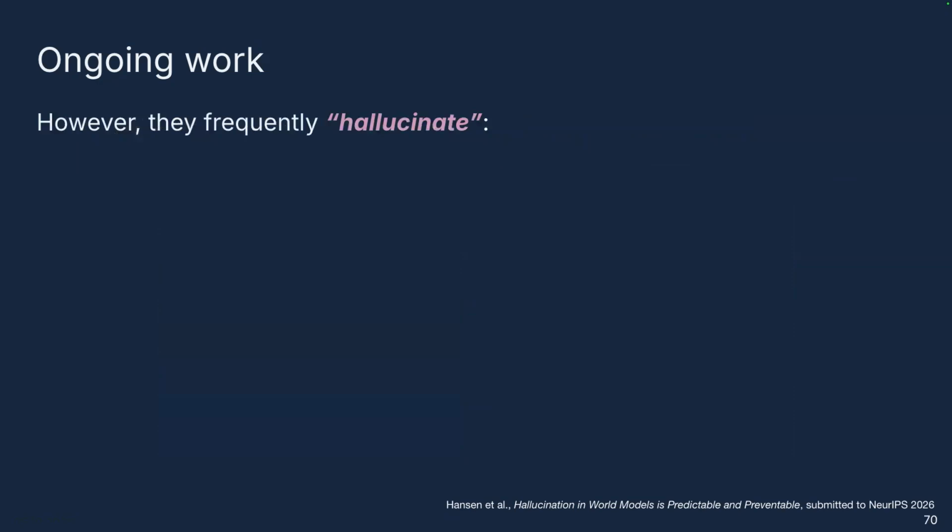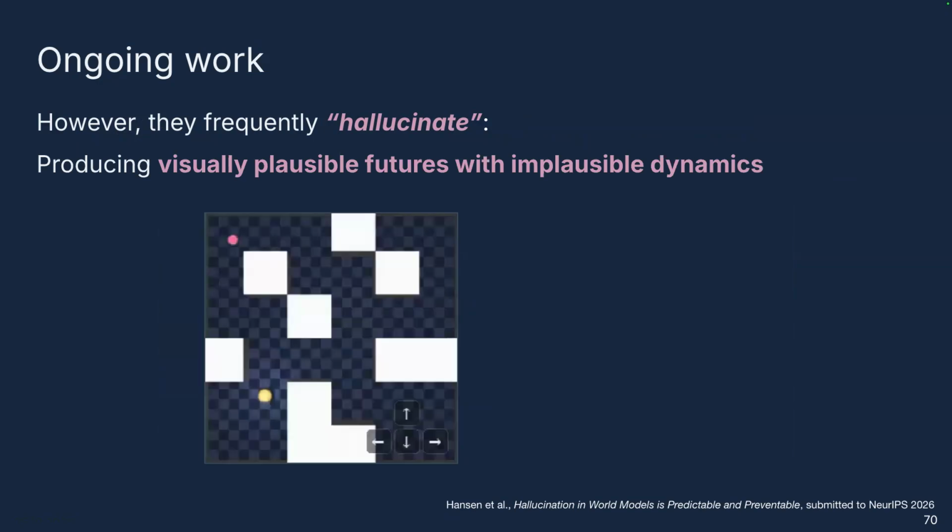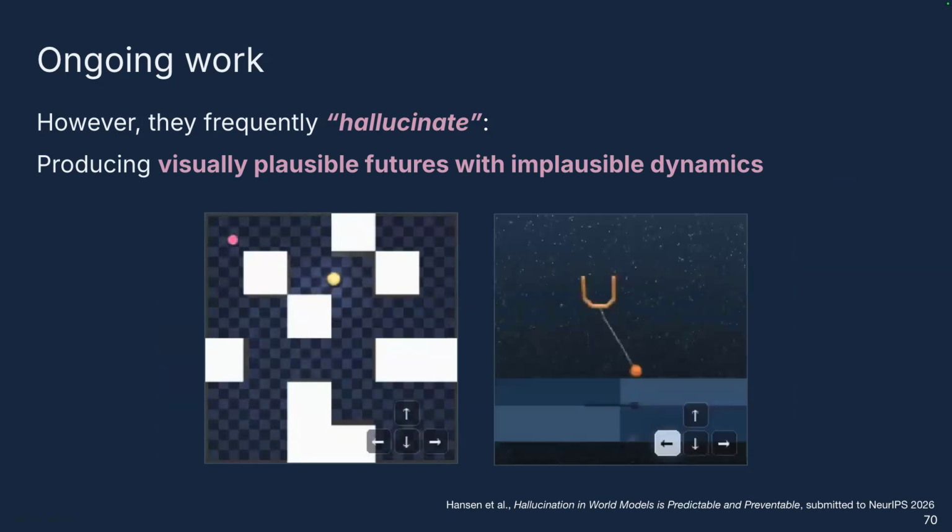The problem with these models is that they still very frequently so-called hallucinate. By hallucinate, I mean that they produce futures that are visually plausible, but the dynamics are not. Some examples in the point navigation task is that it might sometimes move through the wall if you're trying to penetrate the wall. And in other examples, like this one with a cup and a ball attached to the cup, if you move to a specific region in the environment, it hallucinates the ball inside the cup.